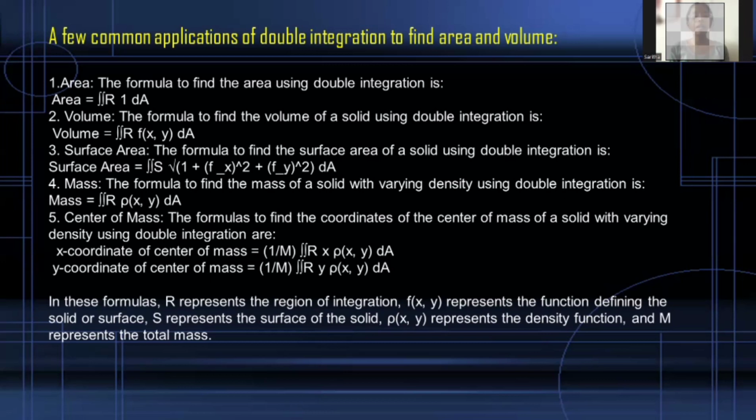For center of mass, the x coordinate of the center of mass is equal to 1 by m times the double integral over R of x rho of x, y dA. The y coordinate of the center of mass is equal to 1 by m times the double integral over R of y rho of x, y dA. In these formulas, R represents the region of integration. F of x, y represents the function defining the solid or surface. S represents the surface of the solid, rho of x, y represents the density function, and m represents the total mass.